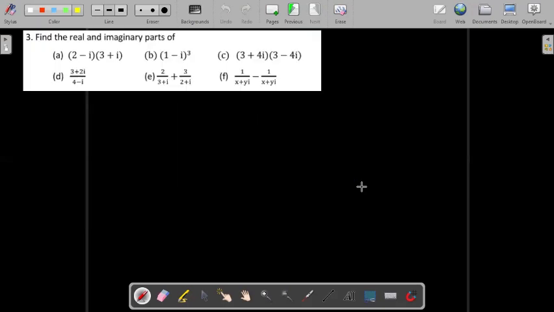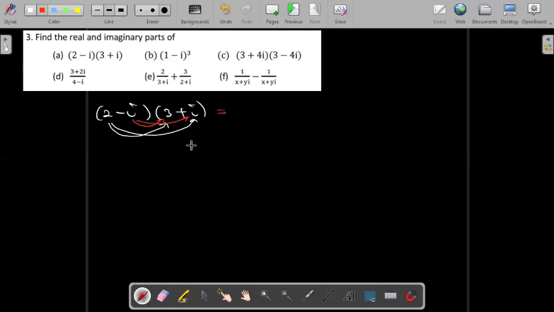Okay, move on to the last part for today's class. We have (2 minus i) times (3 plus i). They're saying find the real and imaginary part, so we have to work this out first. I multiply this with this, then multiply it again with that value there. Then I'll multiply this with that, then I'll multiply that with that there.